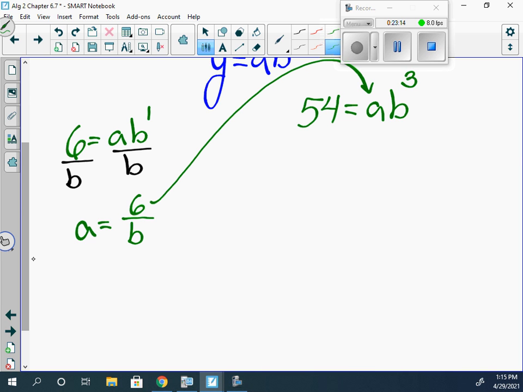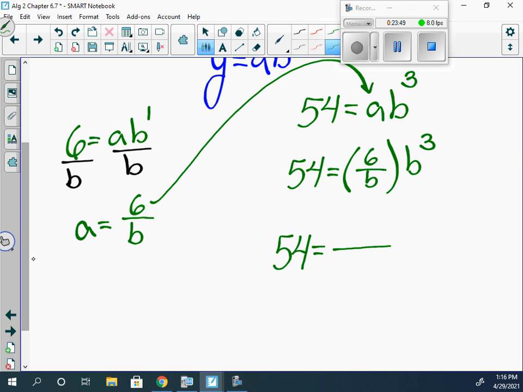So that means over here, 54 is equal to 6 over b times b to the third. And what we've successfully done, and what we were trying to do, is take 2 equations that had 2 variables in each, and now I have one equation with 1 variable. I have it in 2 different spots, but it is the same variable. And now we can go on and solve for the value of b.